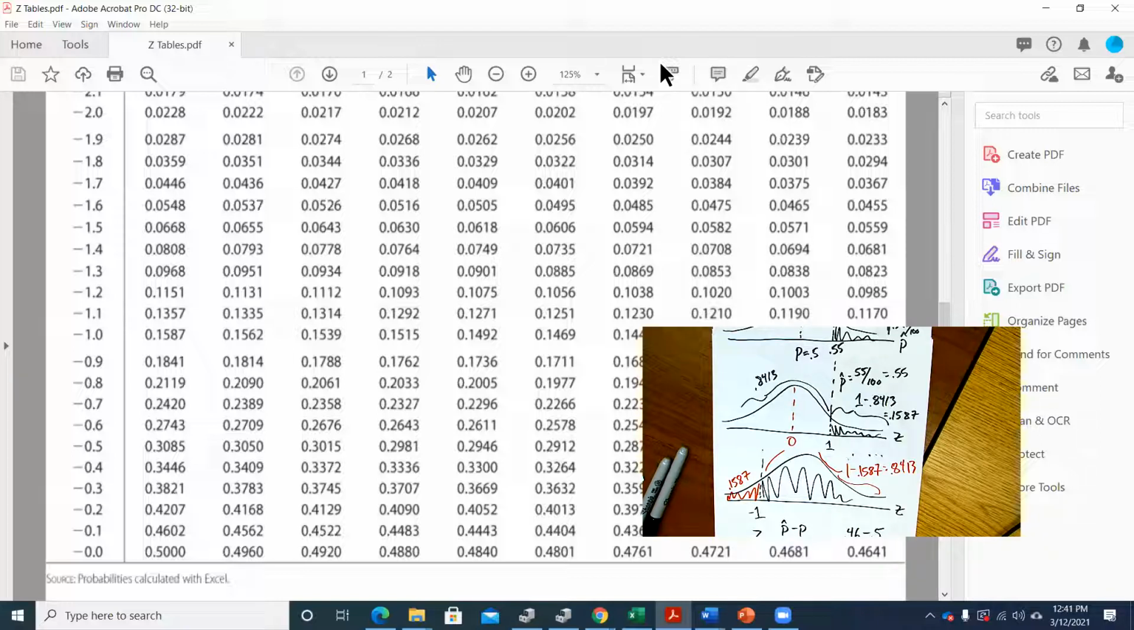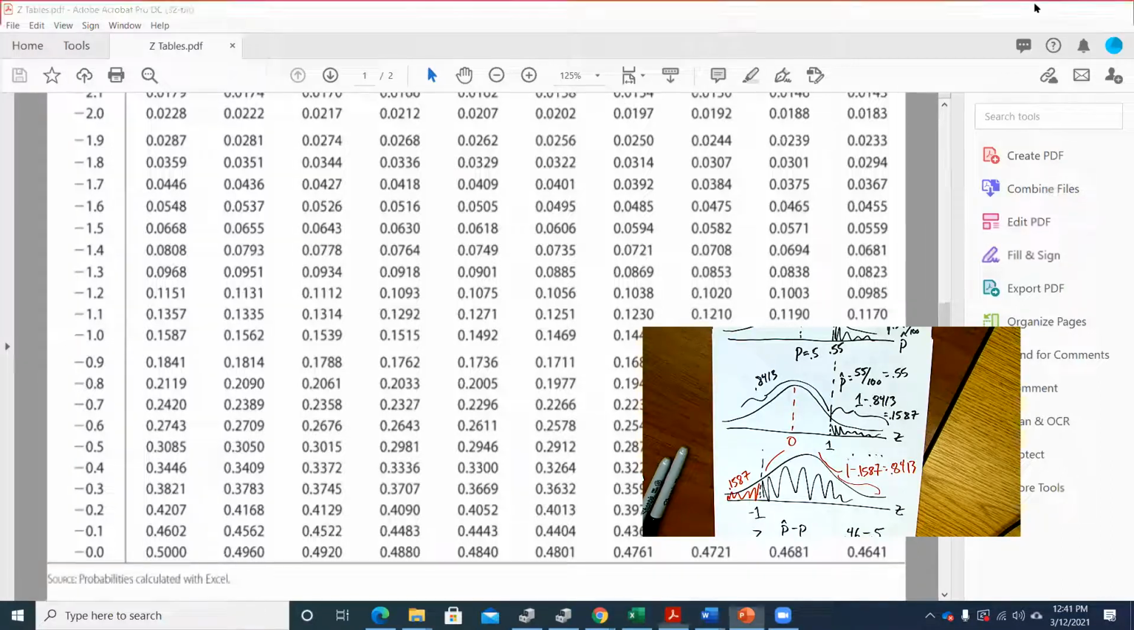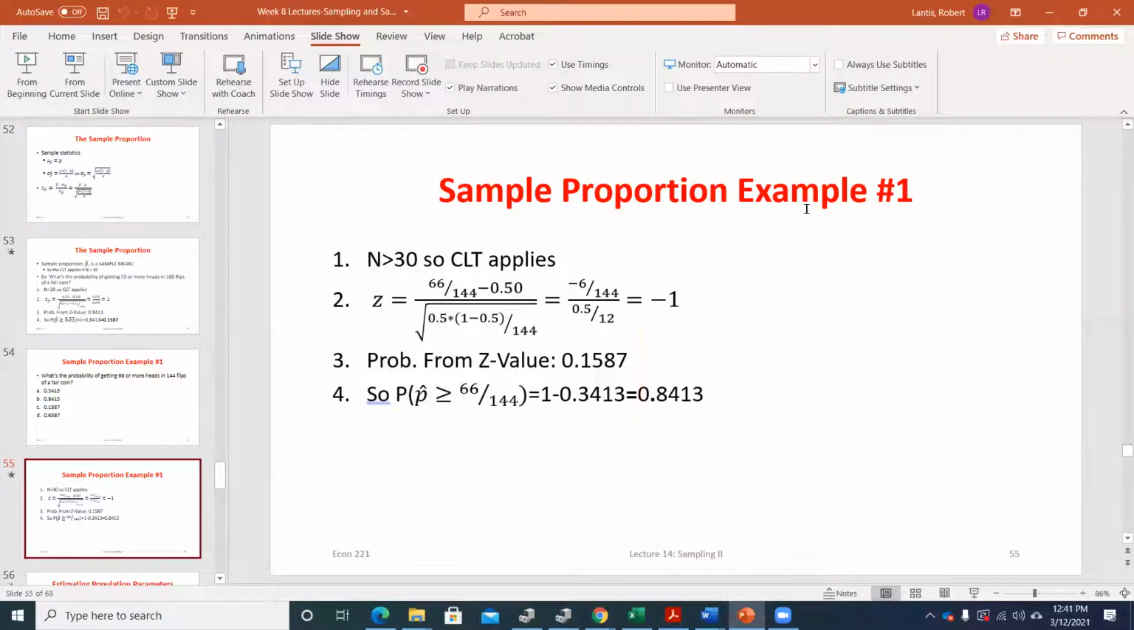Any questions on that one before we keep moving here? We're okay with that? Yeah, so once we get to the z-score, really everything looks the same as what we were doing with sample mean problems.